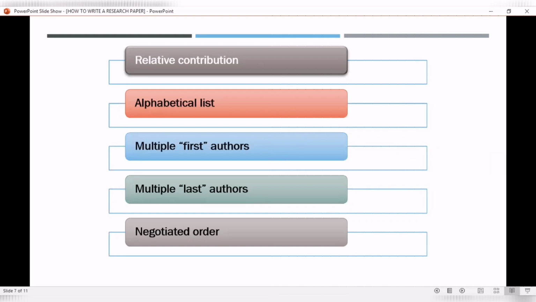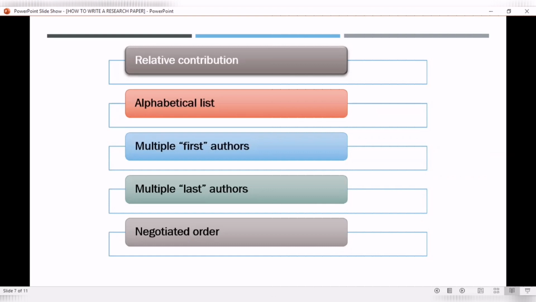The next one is alphabetical list. On the basis of alphabets, the author names are ranked. The third one is multiple first author. As I have discussed before, in some papers you will find more than one first author and more than one last author. So if more than one author has contributed similarly to that research article, to that research finding, they will all obviously get the first position, or they will always be recognized as the first author.